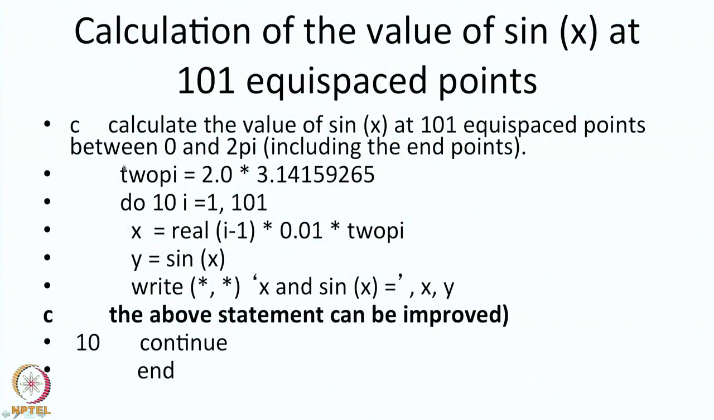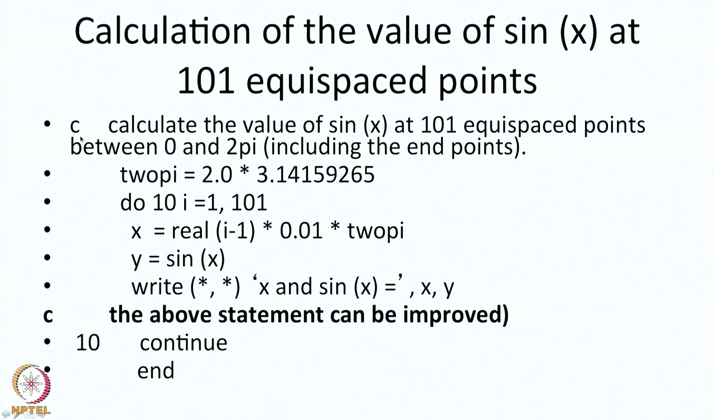Remember, suppose you want to plot a function. When you want to plot a function, what is the normal procedure? You have values of x on one side, value of the function on the right hand side, and using a graph paper you will plot. So, the computer allows you to plot things on the screen. Even before you plot, you have to calculate all those values. So, in this case, this is a very simple program. It helps you to calculate the value of sine x at 101 equispaced points between 0 and 2 pi, including the endpoints. That means you will also include 0 and you will also include 2 pi.